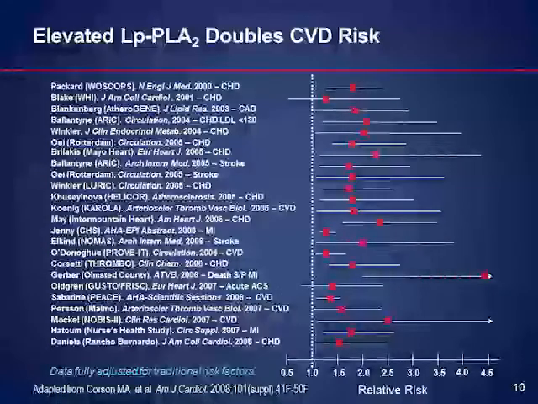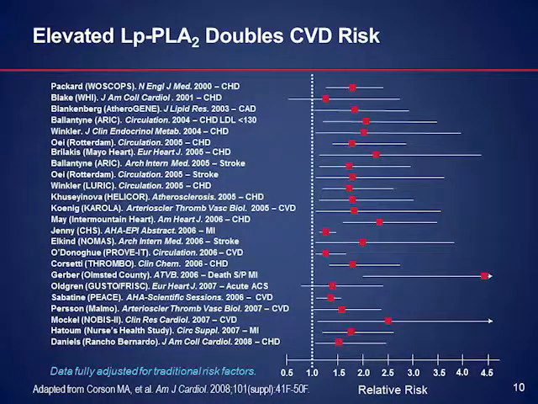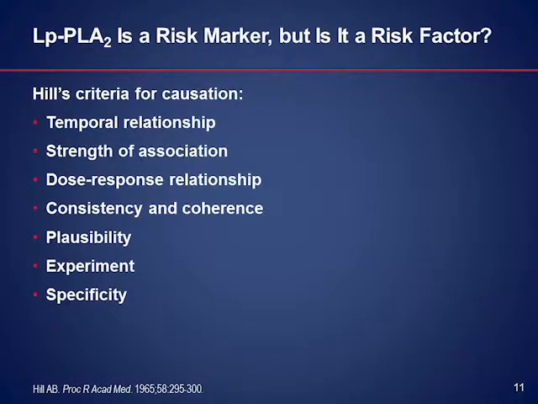The next slide is a forest plot demonstrating the impact that Lp-PLA2 has with regard to cardiovascular disease risk. And here you can see that overall, elevated Lp-PLA2 levels will double cardiovascular disease risk, and that's based upon a multitude of clinical trials. So based upon what I just showed you, and frankly there are other trials as well that meet the AHA criteria, Lp-PLA2 is in fact a risk marker.